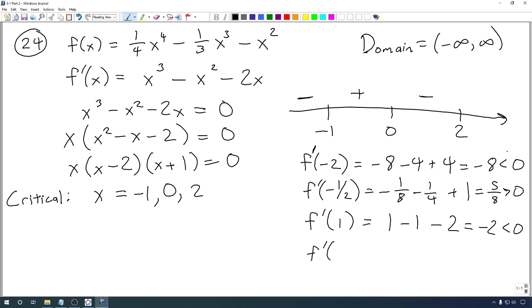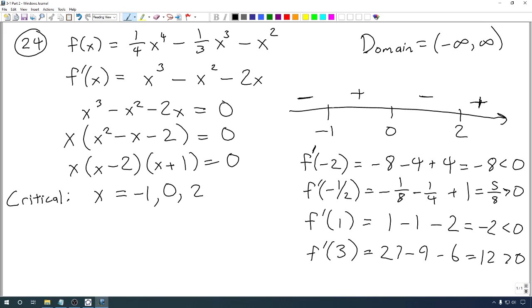Finally, from 2 to infinity, I'll pick the smallest number I can. I'll just go ahead and pick 3. It's the next integer after 2. When I plug those in, 3 cubed is 27. 3 squared is 9. Then negative 2 times 3 gives me a negative 6. 27 minus 9 minus 6 is a positive 12. So I have a positive here.